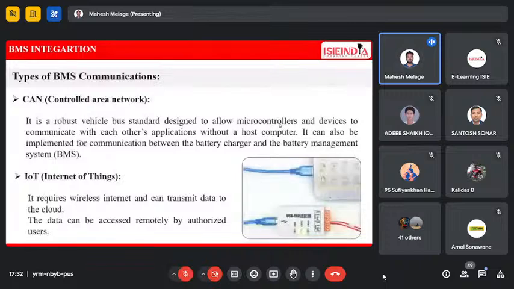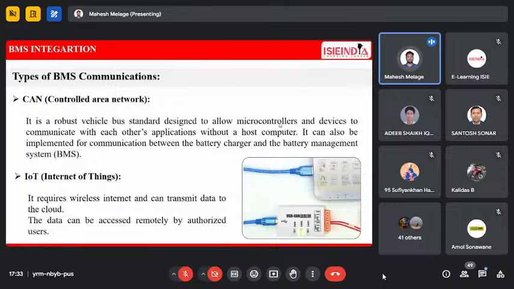Next are the types of communication of the BMS. CAN communication, controller area network. It is a robust vehicle bus standard designed to allow microcontrollers and devices to communicate with each other in applications without a host computer. It can also be implemented for communication between the battery charger and the battery management system.